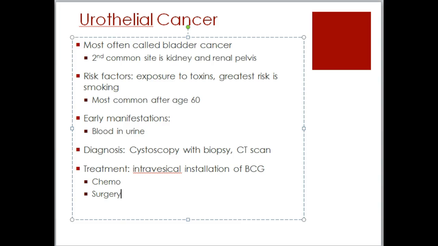They may use radiation also, and then the multi-agent chemo is good at prolonging life, but normally if it's already metastasized to distant sites like the lungs and things like that, their prognosis is still not good. A couple of surgeries that they can do, it just depends on what the stage is and what is going on with the client. So they can do a complete bladder removal, which is a cystectomy, and that also includes removing some of the surrounding tissue. Then you have to think about how are they going to use the restroom afterwards.